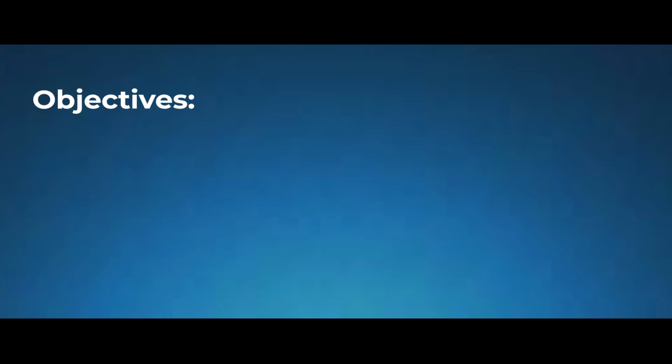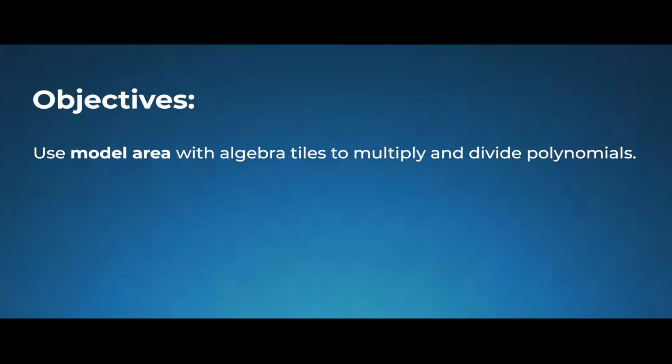Model with algebra tiles to add and subtract polynomials using the zero principle. We will add and subtract symbolically. We'll also use the area model with algebra tiles to multiply and divide polynomials. And finally, we'll multiply and divide symbolically.